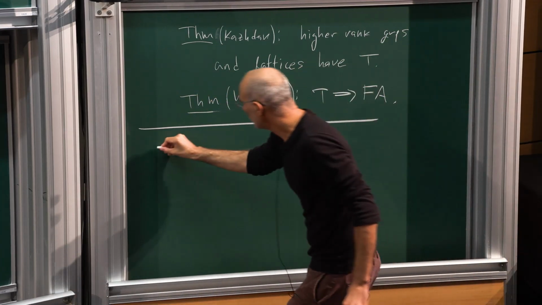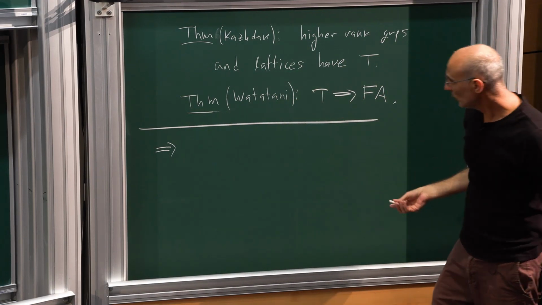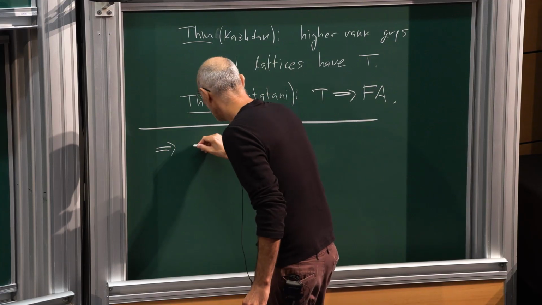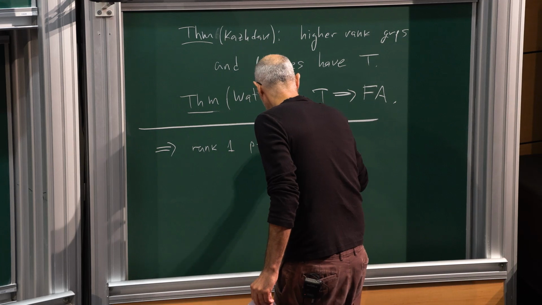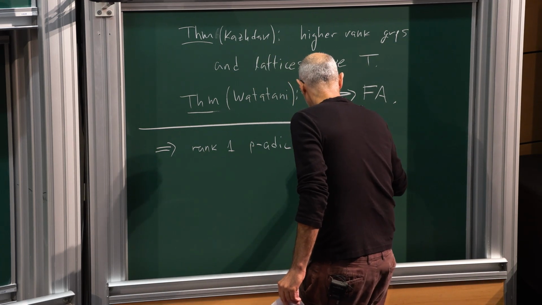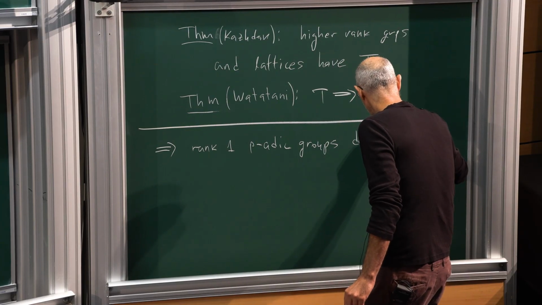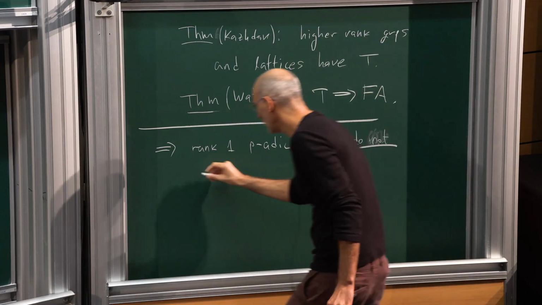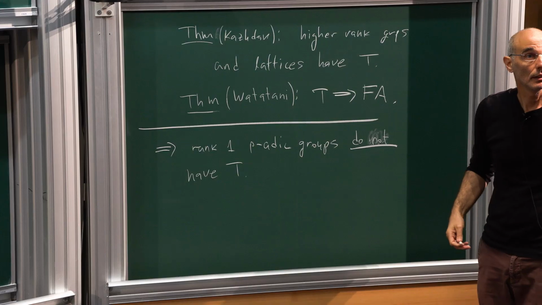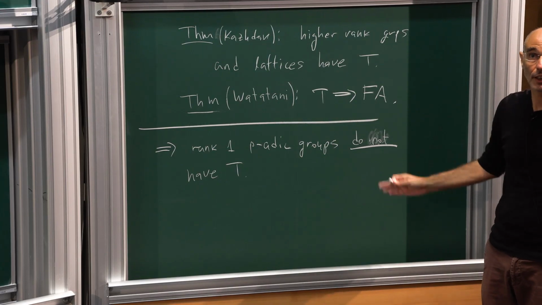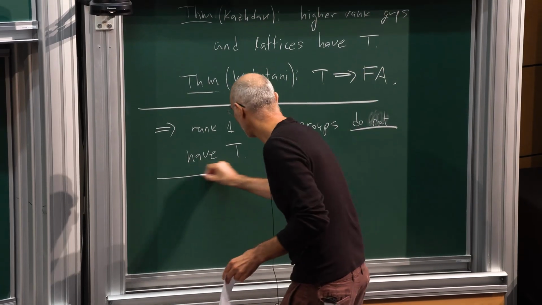Now, this theorem also already implies something non-trivial, maybe. Rank 1 p-adic groups do not have T. They act on the Bruhat-Tits tree without a fixed point, so they never have property T.